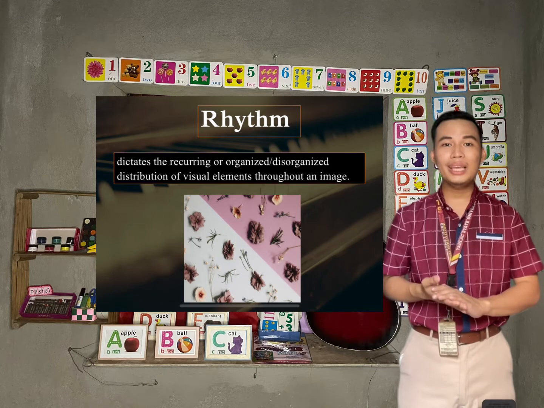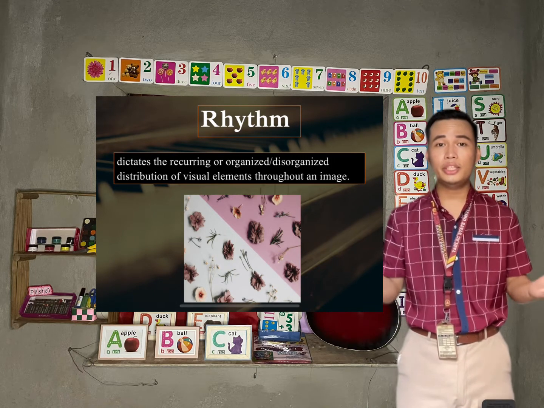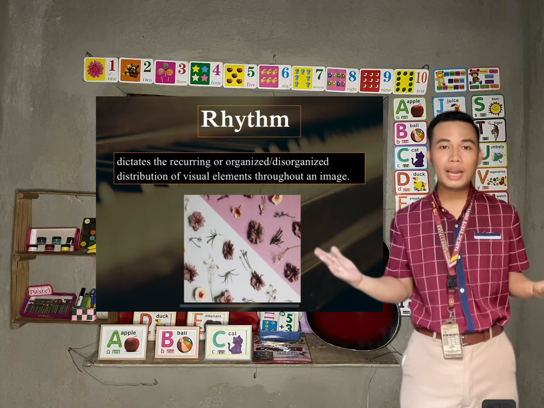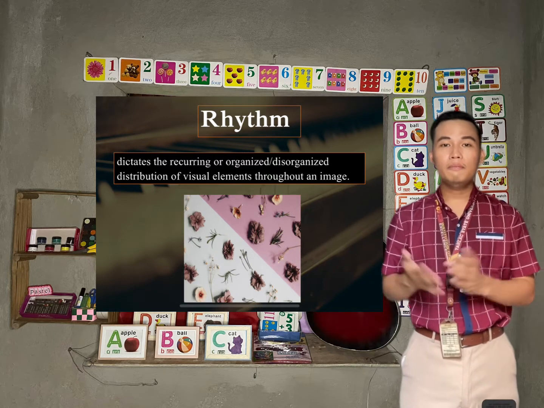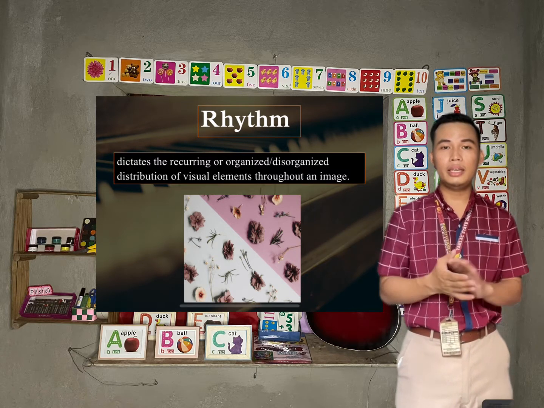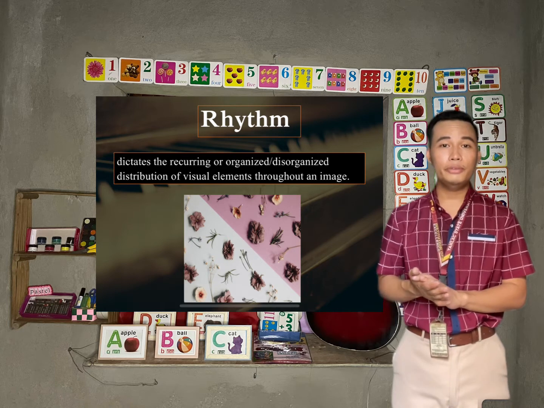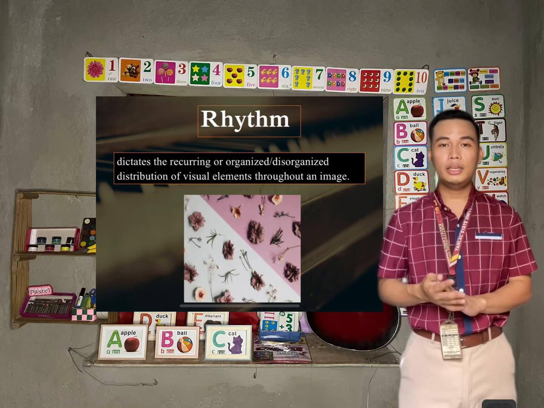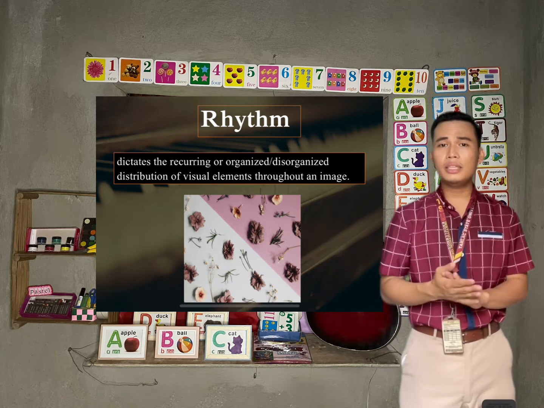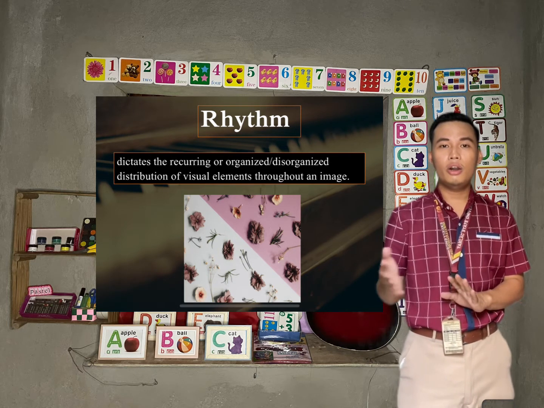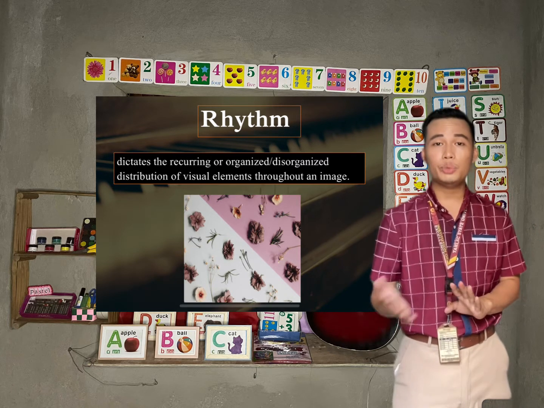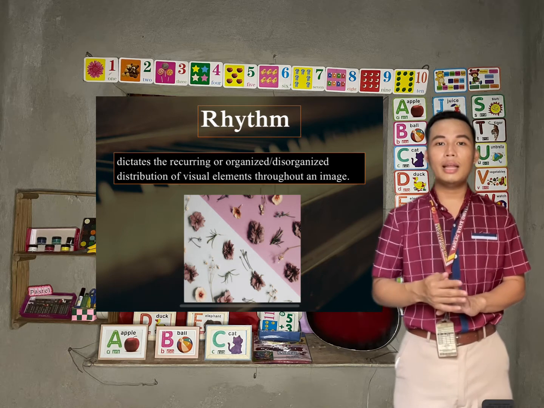Rhythm. In many ways, composition in music is very similar to composition in photography. The photographic concept of rhythm borrows heavily from music theory. Just like a musician reading a note on a sheet of music, subjects in a space regulate the way we view the photograph. The rhythm dictates the recurring or organized, disorganized distribution of visual elements throughout an image.